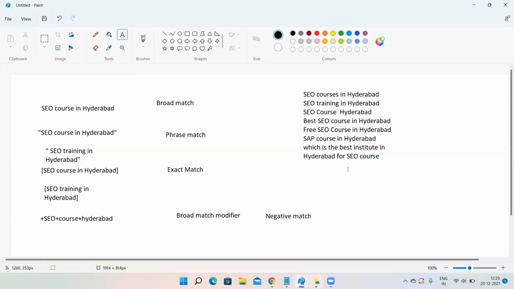Coming to the exact match. Do not add anything before or after. It should be exact. That is the reason the hard work in exact match is really more when compared to the other matches, because you have to mention each and every keyword.